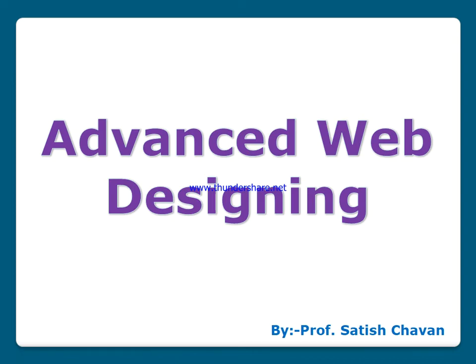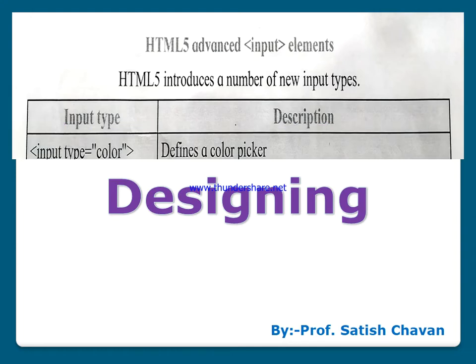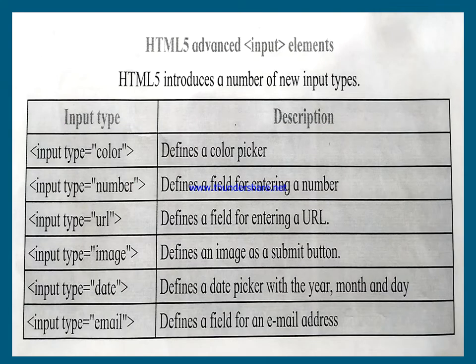Good morning, dear students. As we had discussed some basic elements of a form like text box, password, checkbox, radio button, submit, and reset elements. Apart from these 7 basic elements, we have also discussed text area and drop down list box element.